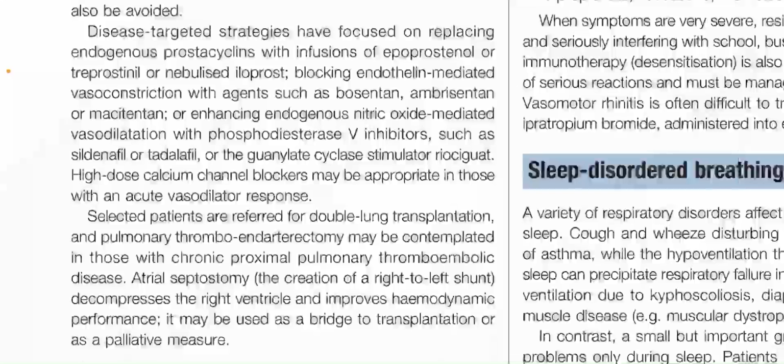Selected patients are referred for double lung transplantation, and pulmonary thromboendarterectomy may be contemplated in those with chronic proximal pulmonary thromboembolic disease. Atrial septostomy, the creation of a right to left shunt, decompresses the right ventricle and improves hemodynamic performance. It may be used as a bridge to transplantation or as a palliative measure.